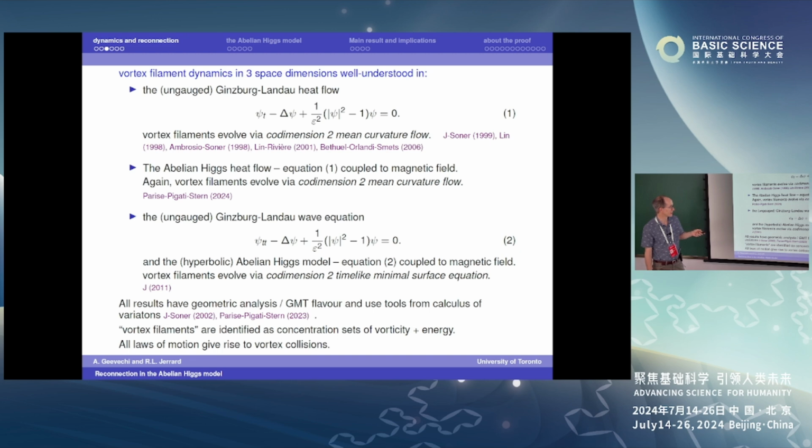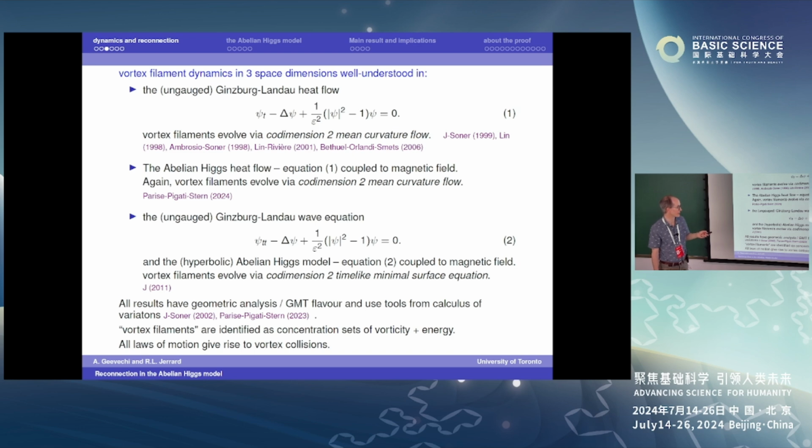This was proved first by myself and Soner Lin about 25 years ago, where we started with a smooth solution of the limiting geometric problem and showed that for initial data suitably close to that smooth solution, the vortex filaments evolve by mean curvature flow. Then there was a series of more general papers culminating in this work of Bethwell, Orlandi, Smets. These results are actually valid in Rn for arbitrary n greater than 3, and with always the same law of motion, the codimension 2 mean curvature flow.